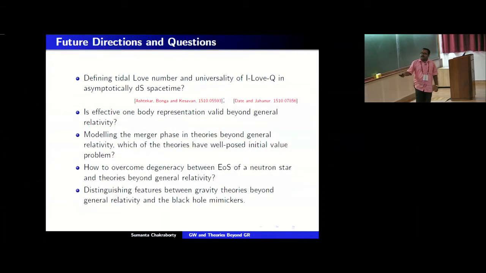Then again, a distinguishing feature is needed between the gravity theories beyond GR as well as black hole mimickers, because they can also lead to some very similar results. So I guess some thought in this direction, as well as the idea about the well-posed initial value problem, is needed to go beyond this stage. But I hope it should be a good exercise to look into the future, and future GW detectors will help us to constrain or even rule out these theories. So thank you very much.